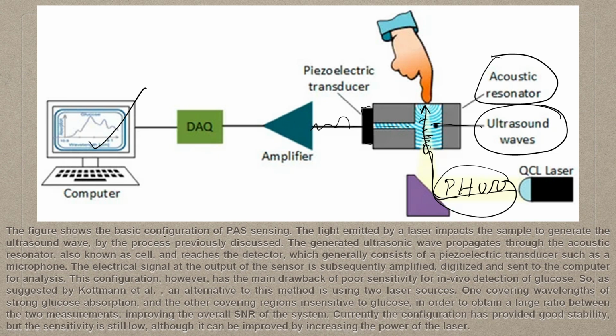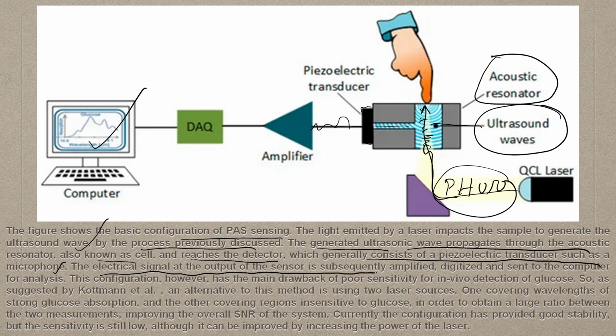If you look at this figure, it shows the basic configuration of PAS sensing. The light emitted by a laser impacts the sample to generate ultrasound waves by the process previously discussed. The generated ultrasonic wave propagates through the acoustic resonator, also known as a cell, and reaches the detector, which generally consists of piezoelectric transducers such as microphones. The electrical signal at the output of the sensor is subsequently amplified, digitized and sent to the computer for analysis. This configuration, however, has the main drawback of poor sensitivity in in vivo detection of glucose, as suggested by Kottmann et al.